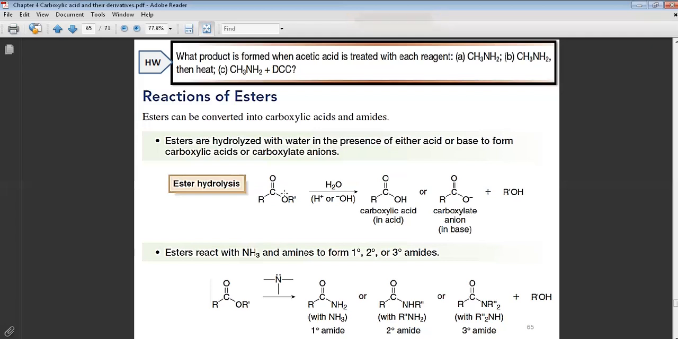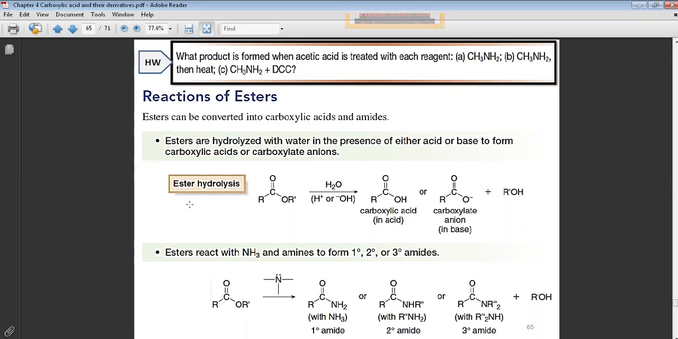That means we have an ester compound, hydrolysis with acid or base. If you use acid, it gives you a carboxylic acid and alcohol. If you use base, it gives you a carboxylate anion and alcohol. If you, for example, use NaOH, it will give you Na here. If you use KOH, it will give you K. Okay? Potassium carboxylate.